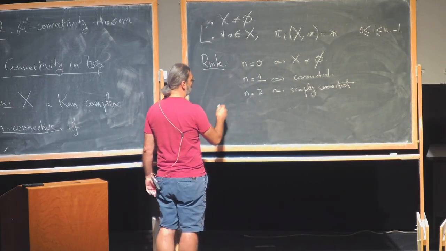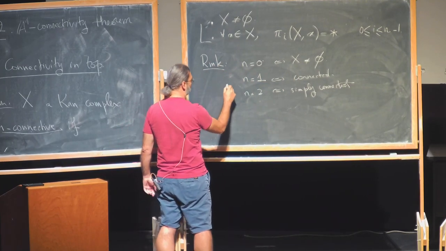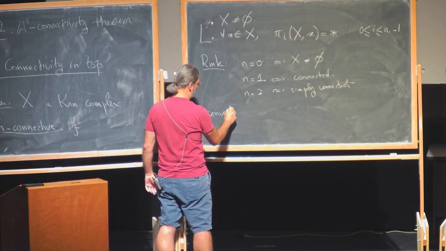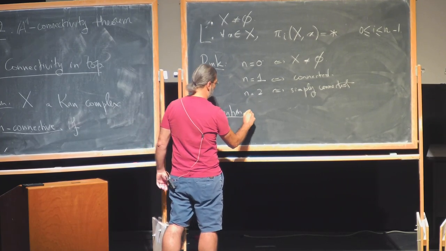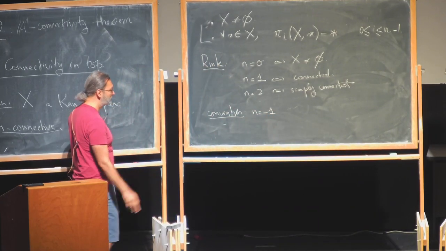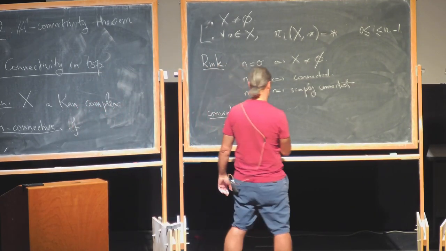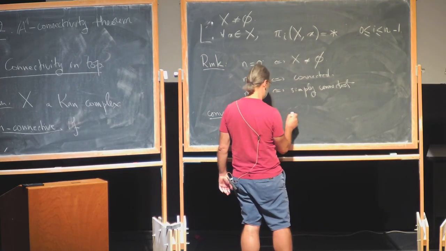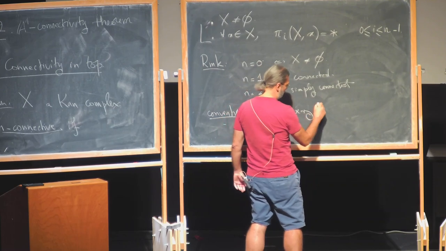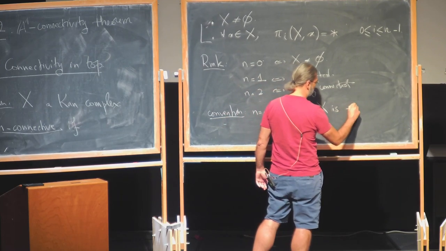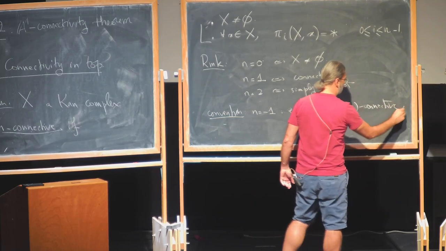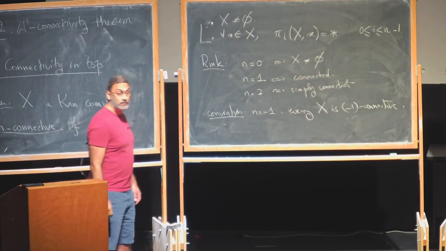Okay, so it will be convenient to extend this slightly to the case n equal minus 1. Maybe it's a convention if you want. For n equal to minus 1, we declare that every Kan complex is minus 1 connective. So every X is minus 1 connective.